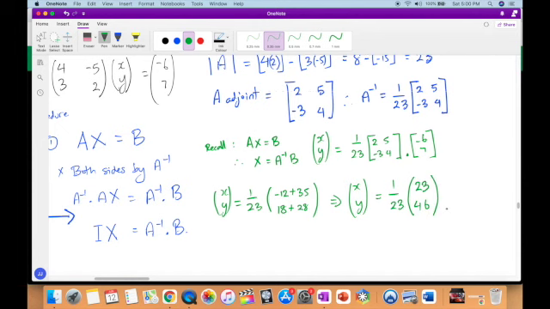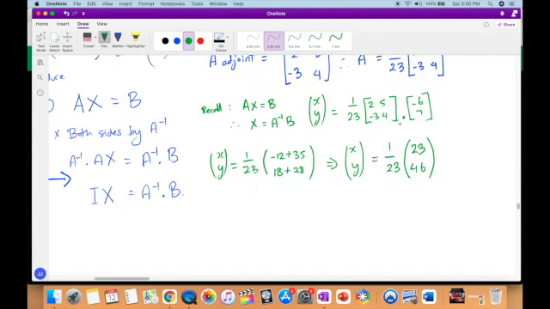Right? And now you can multiply your determinant. So you multiply your matrix first. Don't multiply by the determinant yet. Leave that outside. Multiply by the determinant last.